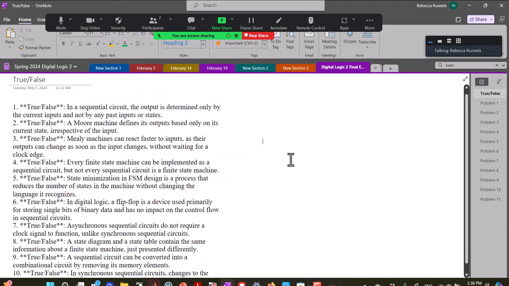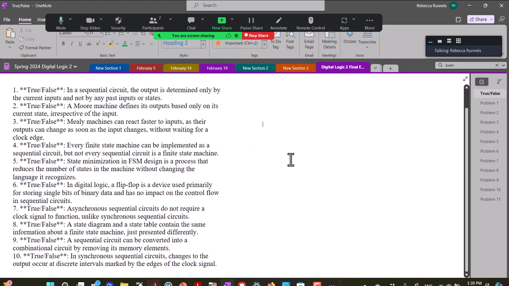Combinational. So what we're talking about with sequential circuits, meaning it has flip-flops. So all the stuff that you've been doing this semester with the finite state machines and things where the current state depends on previous state, that's sequential.